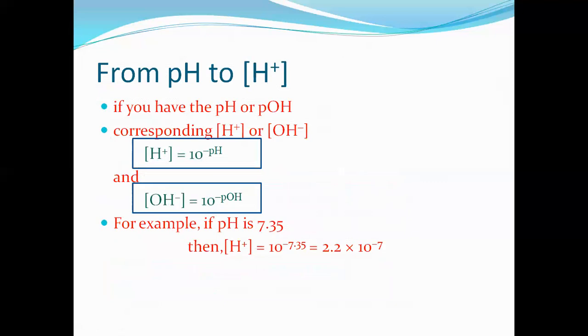Just like that, from pH to hydrogen ion concentration also, you can easily arrive. Just reverse the formula. H plus is equal to 10 power minus of pH. So you just put minus and pH here. You can directly calculate the concentration here. Just like this, you can calculate for OH also.